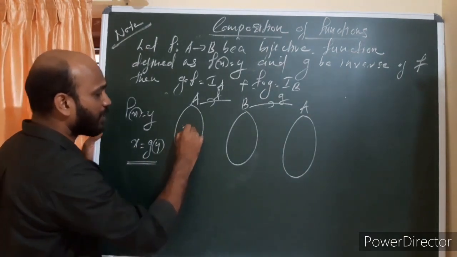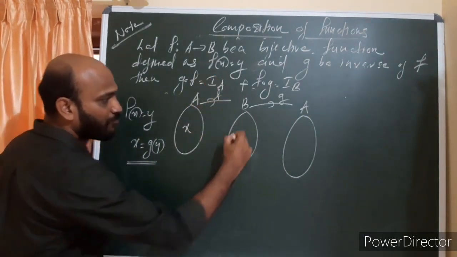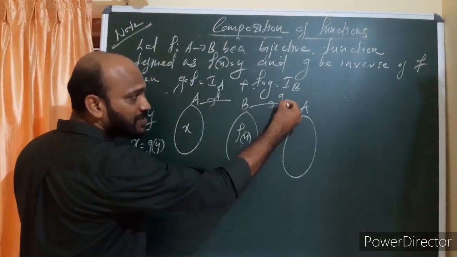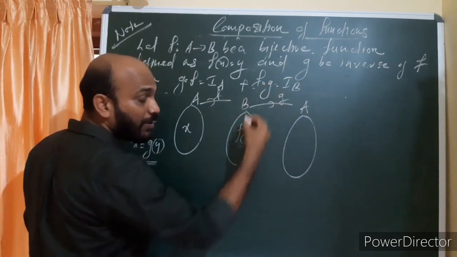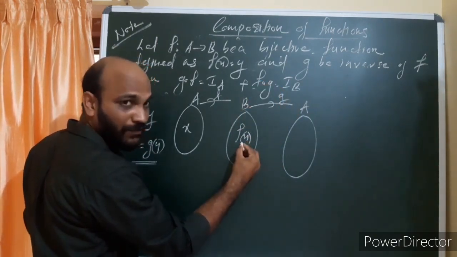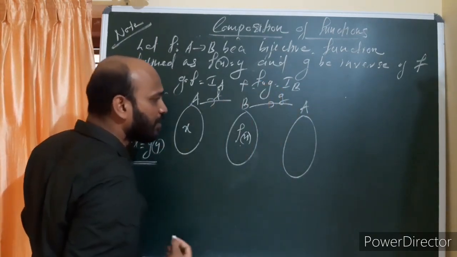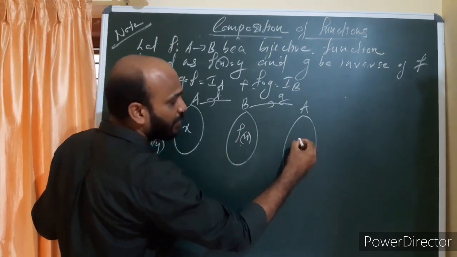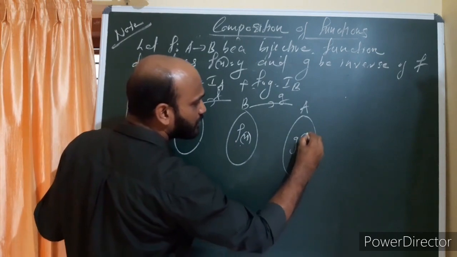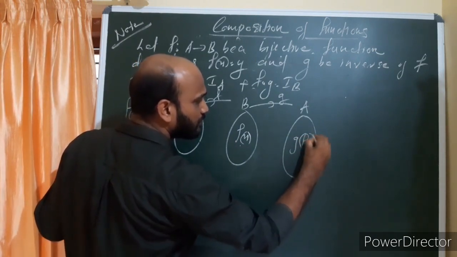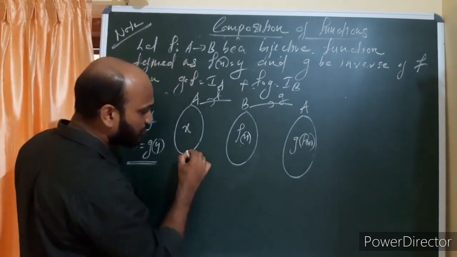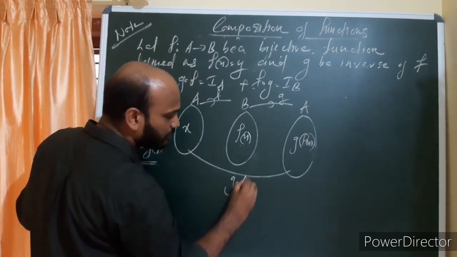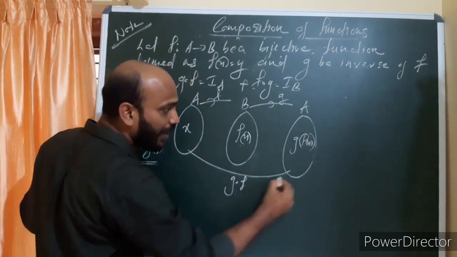So, X element of A, then F of X will be element of B. Now, G is a function from B to A and F of X is element of B. So, image of F of X will be in A. So, G of F of X, right? G of F of X. So, G of F is a function. G of F is a function from A to A.